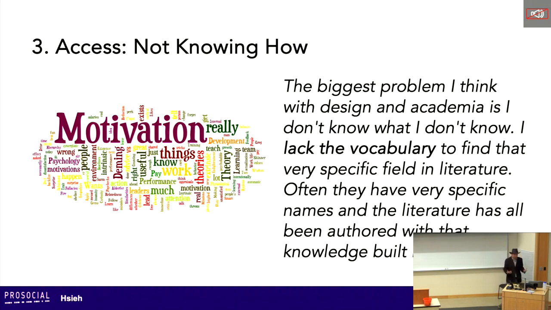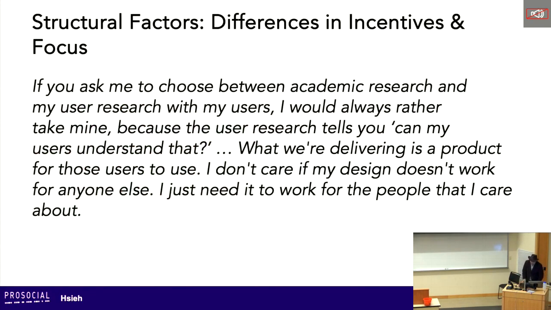And so those are some of the key barriers, some of the key reasons behind the so-called research and practice gaps. And generally, there are just these underlying structural differences, differences in incentives and focus. There's another quote that I like. "If you ask me to choose between academic research and my own user research with my users, I would always rather take mine, because the user research tells you, can my users understand that? What we're delivering is a product for those users to use. I don't care if my design doesn't work for anyone else. I just need it to work for the people that I care about."